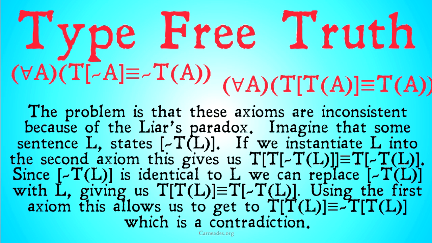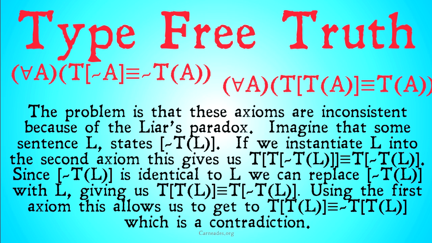And then since it's not the case that it's true that L is identical to L, we can replace that statement with L in the premise we just got, giving us it's true that L is materially equivalent to it's true that it's not true that L. Using the first axiom, this allows us to get it's true that L is materially equivalent to it's not the case that it's true that L, which is a contradiction.